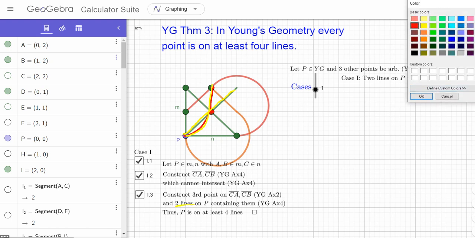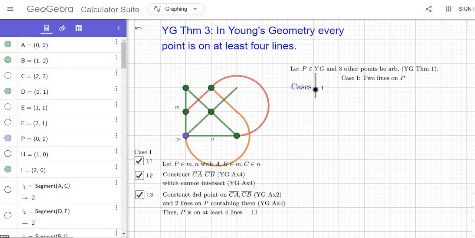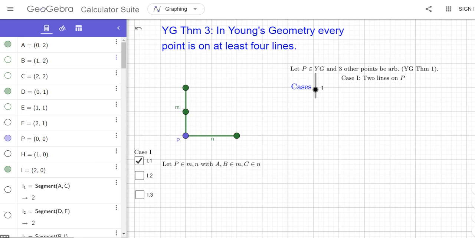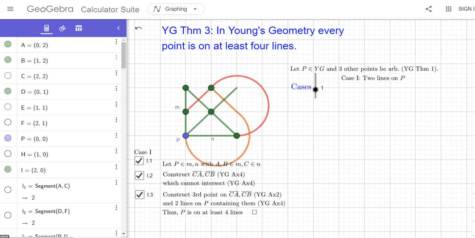So let me switch back to red. I like that best. And get rid of that. So that completes the first case, right? That we start with the two lines that contain the points. We create lines from the point that wasn't collinear with the other three to the points that aren't P. Those two lines can't intersect, so there are 2 points on them. And then that gives us lines 3 and 4, right?